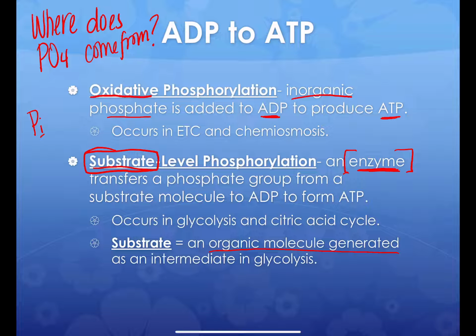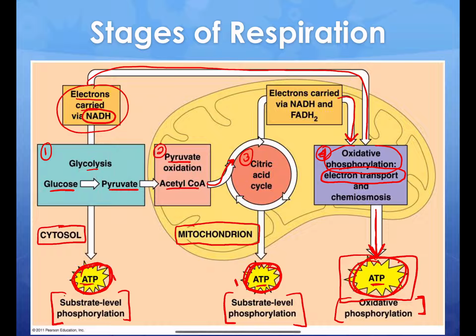And the phosphate comes from that. So it's plucked off of another molecule. So you have a substrate molecule that has a phosphate group attached to it. And ADP steals that phosphate, takes it away from the substrate, and uses it to form ATP. Okay? And so we see that happen here in glycolysis and in the citric acid cycle.